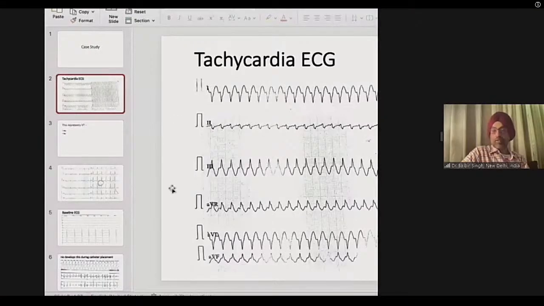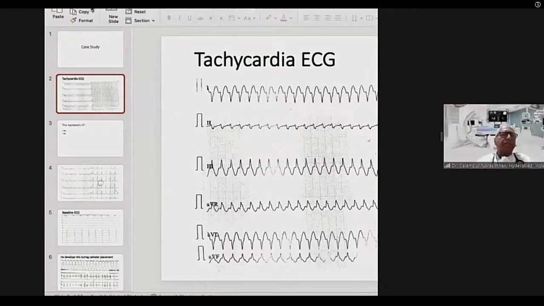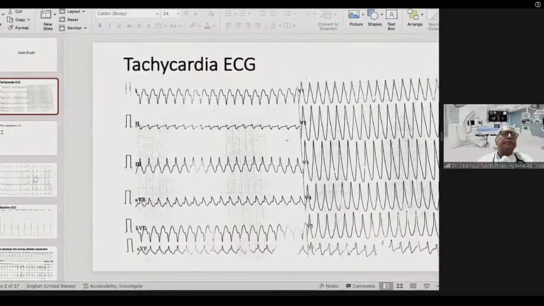Your slides are not visible. I'm just trying to share them. Okay. Can you see the slides now? Yes, sir. Put it on the presentation mode.